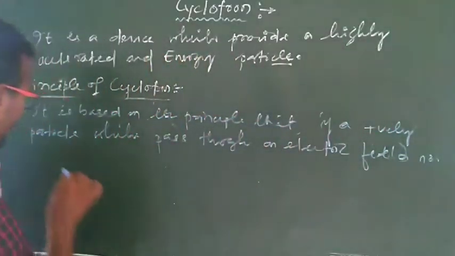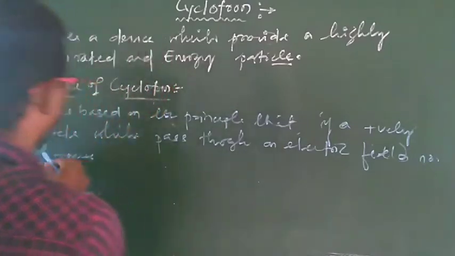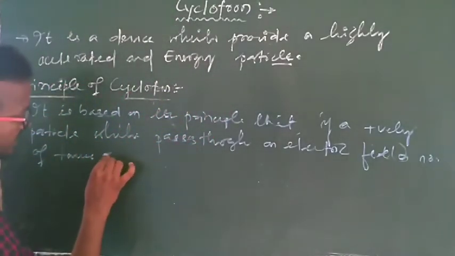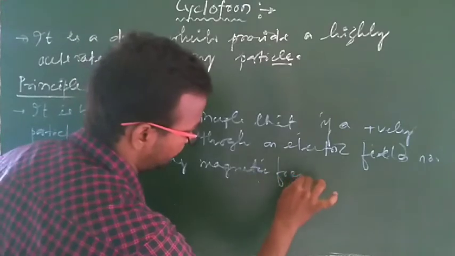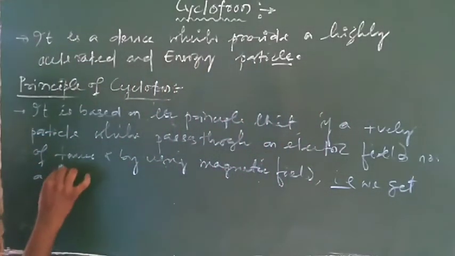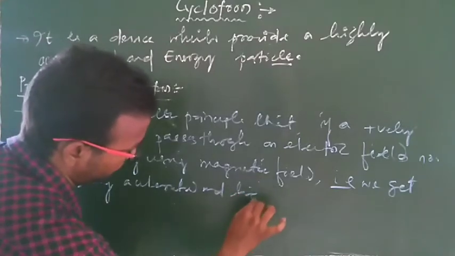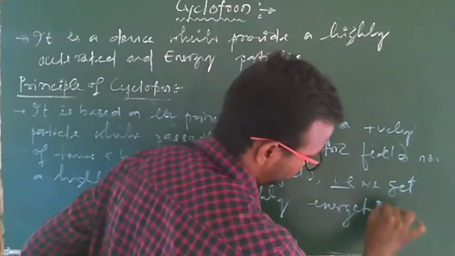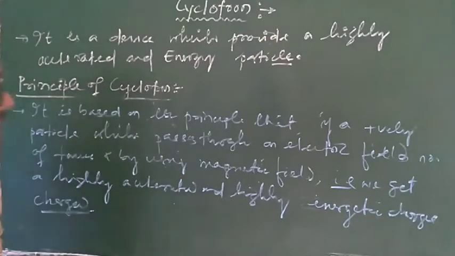a number of times, it is based on the principle that if a charged particle passes through an electric field a number of times, and by using a magnetic field, we get a highly accelerated and highly energetic charged particle. So this is the principle of cyclotron.